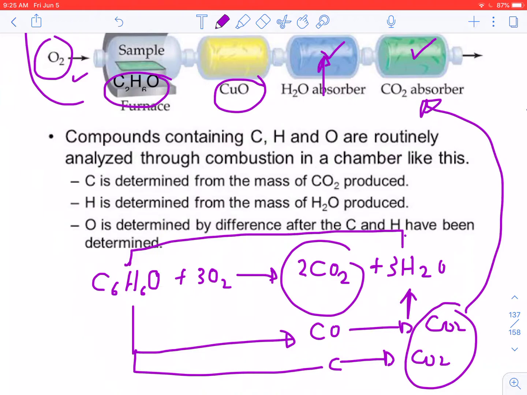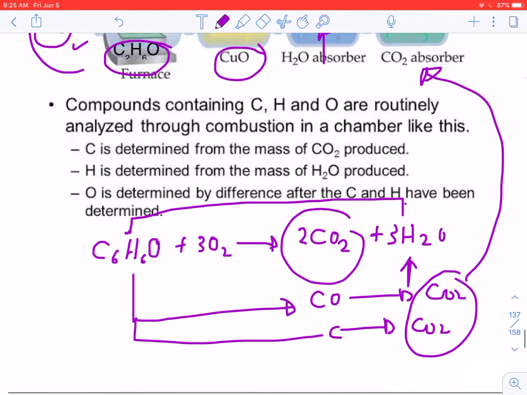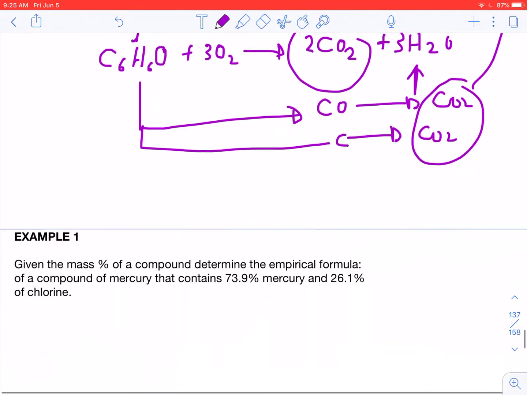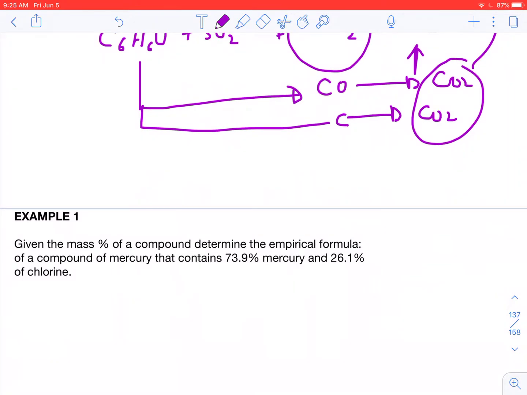Okay, so that's just to give you an illustration of how that works. Sometimes we talk about empirical formulas without giving you experimentally how it's done, and it just becomes a bit more difficult. Now, what we have here is we are given the mass percentage of a compound, and we need to determine the empirical formula.